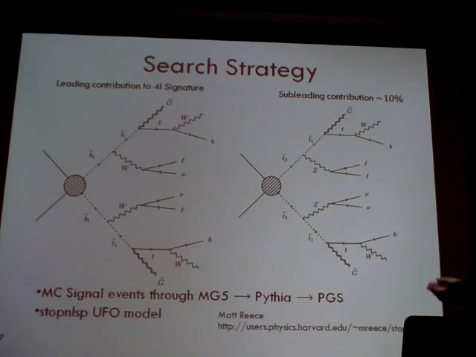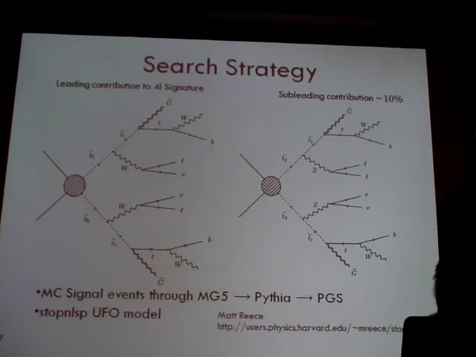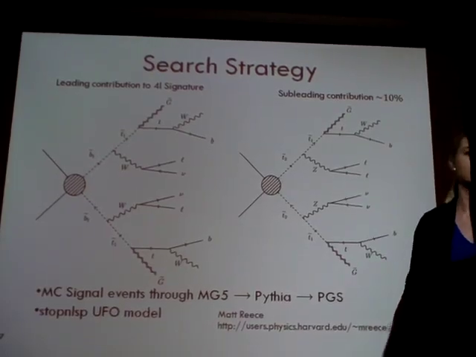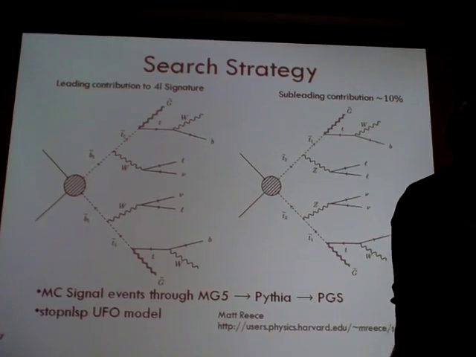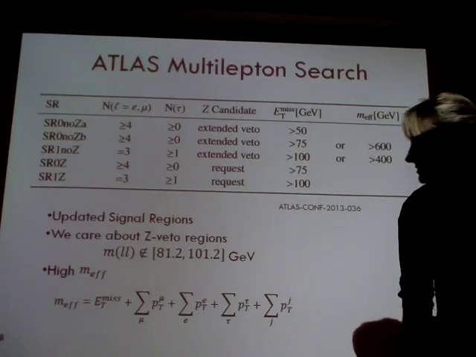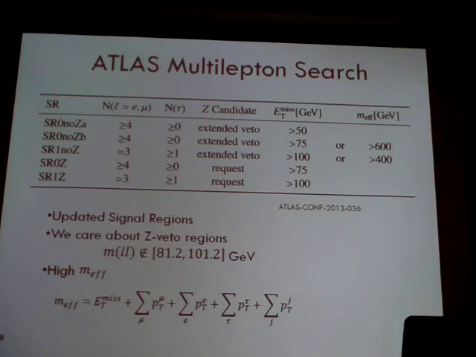I generated Monte Carlo events through a MadGraph, Pythia, PGS pipeline, and I used the stop NLSP UFO model that Matt Reece wrote, which is basically just the MSSM plus a stop and a gravitino that's very close to massless. And I used the ATLAS multilepton search to get an idea of an experimentalist-type analysis.